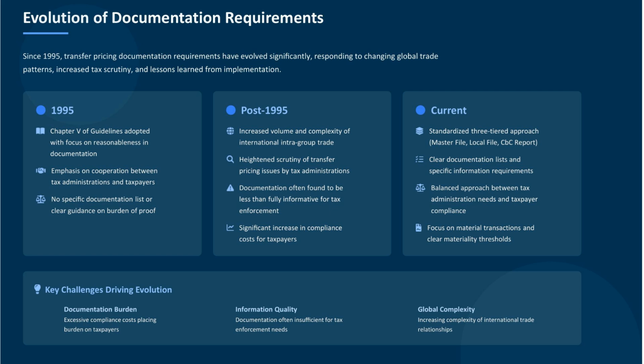Initially, Chapter 5 emphasized cooperation without specific documentation lists. Post-1995, increased trade complexity led to higher compliance costs and insufficient documentation. Currently, a standardized three-tiered approach addresses these challenges, balancing tax administration needs with taxpayer compliance through clear documentation requirements.